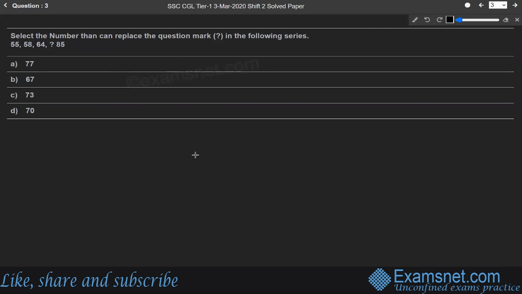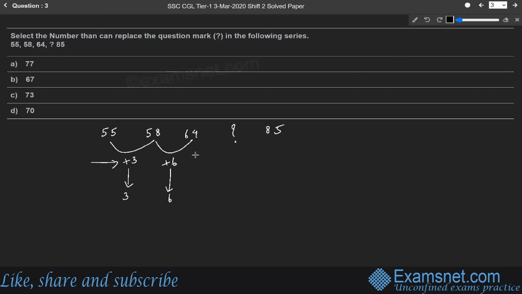So firstly, let us write the series. Series is 55, 58, 64, question mark and 85. Now let us understand the logic. The logic here is 55 plus 3 gives 58. Then 58 plus 6 gives 64. So you can see that first number is 3. Then again 3 is added to 3. So it is 6. Also this is forming a table of 3, which is 3 ones are 3, 3 twos are 6.